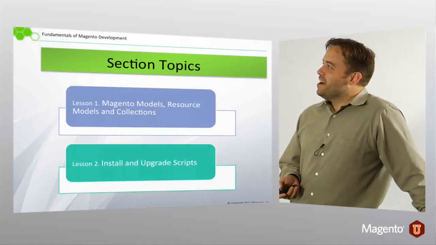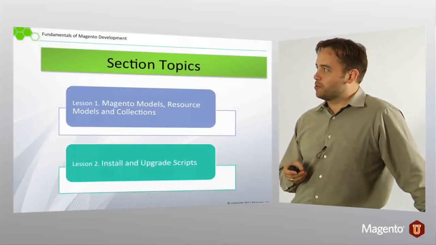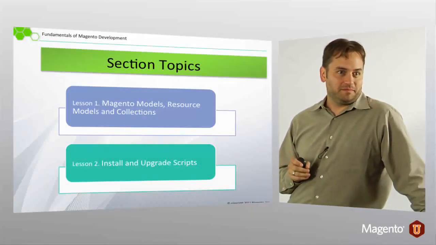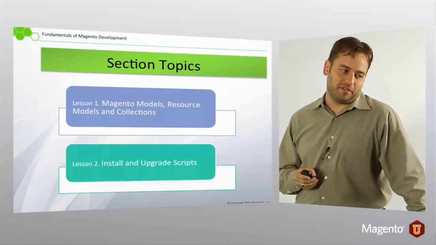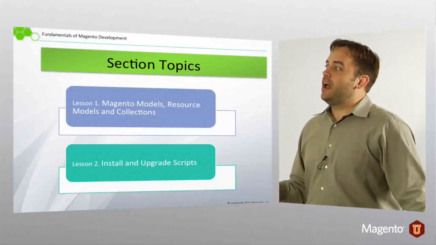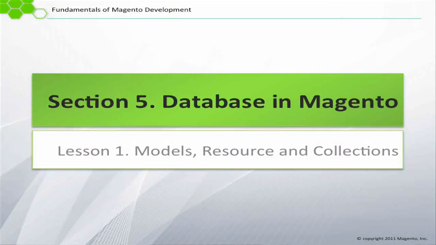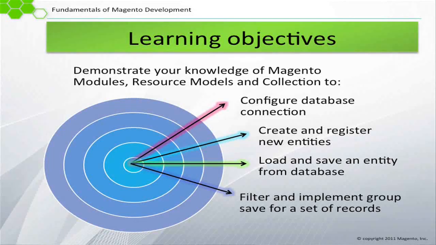guys. All right. So first part here, models, resource models, and collections. Oh my. That's what we've been talking about, these three different flavors of model in Magento. And then, after that, install and upgrade scripts. All right? So, database in Magento. Models, resource models, and collections.